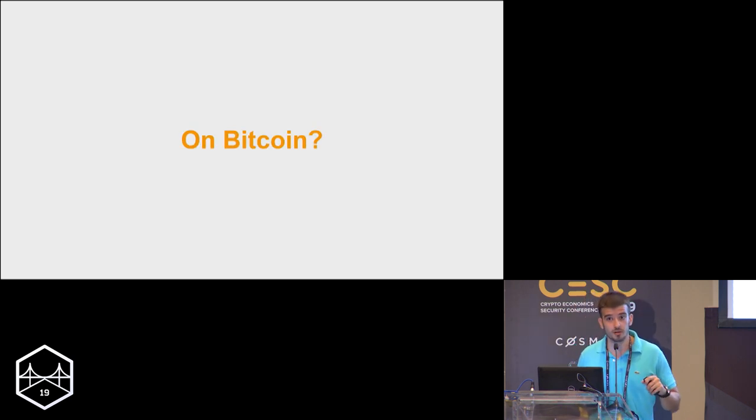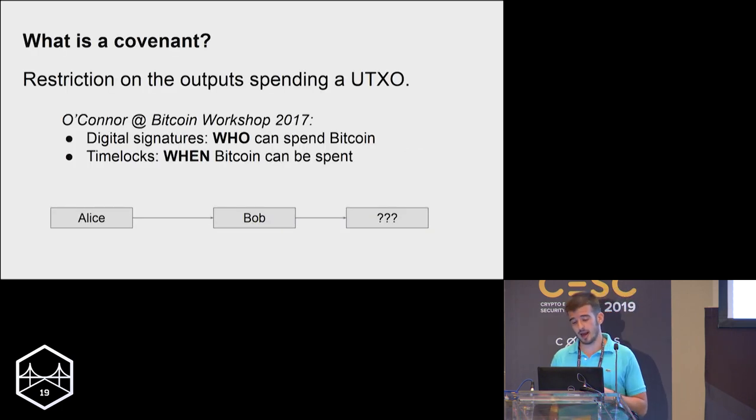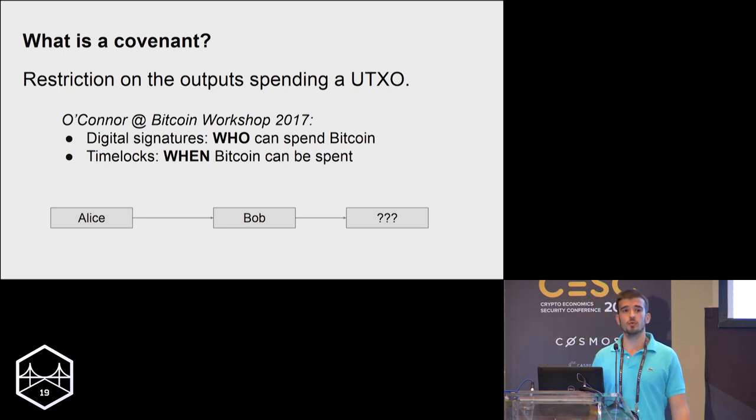How can we do this on Bitcoin, though? Because the talk is about Bitcoin. So smart contracts on Ethereum, we kind of know how to do most of this. In order to have state machines, we need a primitive called a covenant. And a covenant basically is a construction which allows you to restrict where your UTXO gets spent.